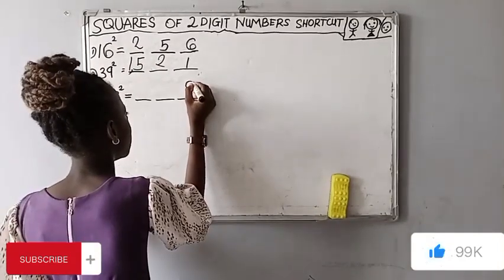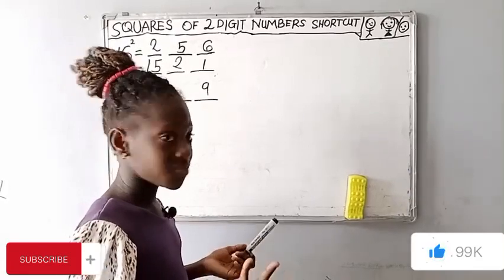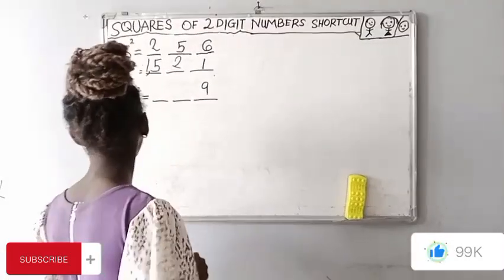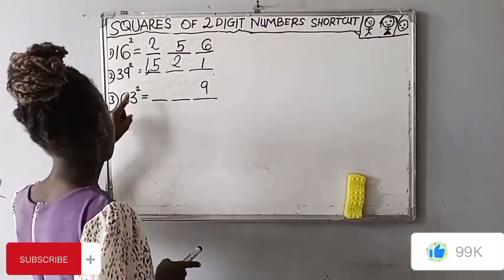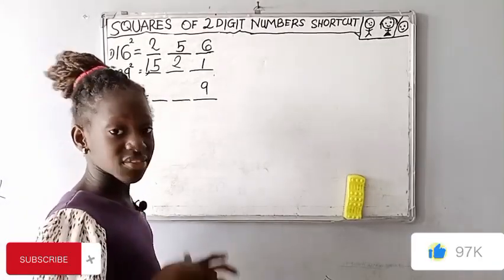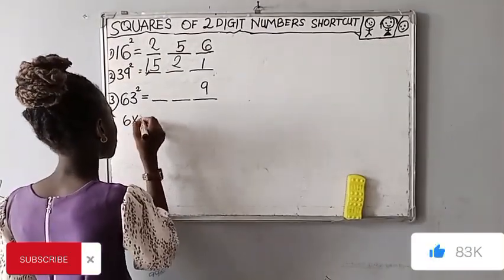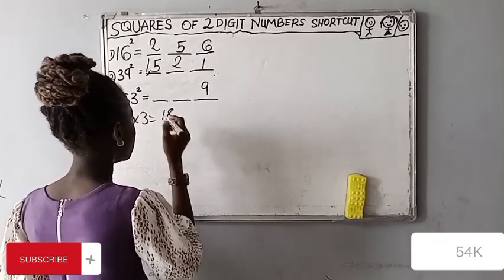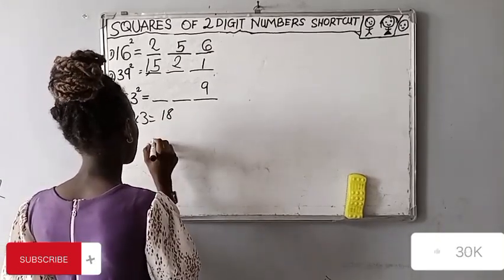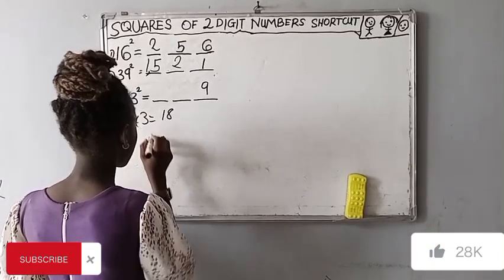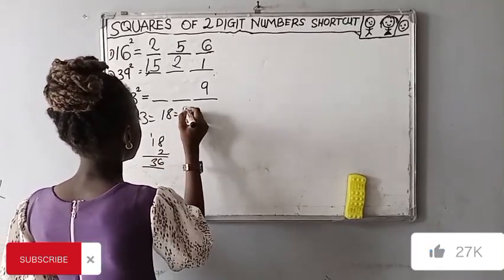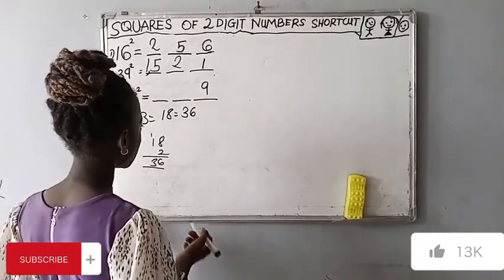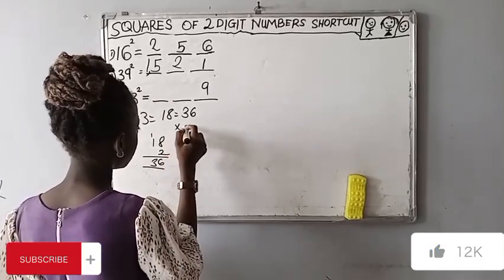3 squared is 9. You see, this one is a place value of 1, so there's no carrying over process. Now we move to the second step. The second step is 6 times 3, which you double. 6 times 3 equals 18. The double of 18, as a shortcut, is 36. 36 squared is what? 36 times 36.